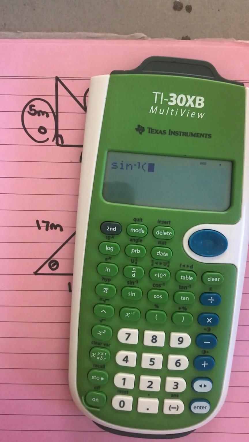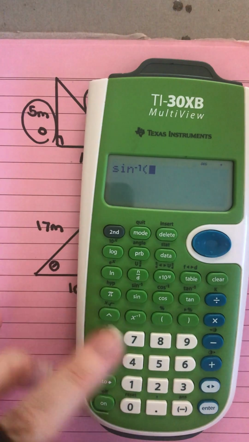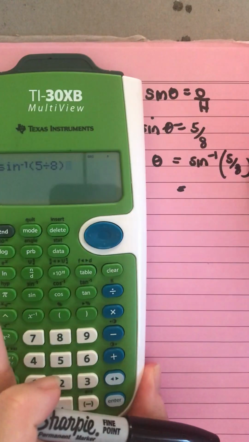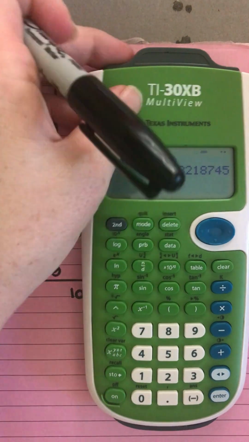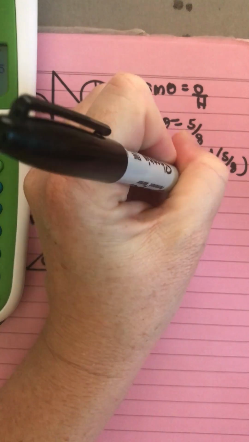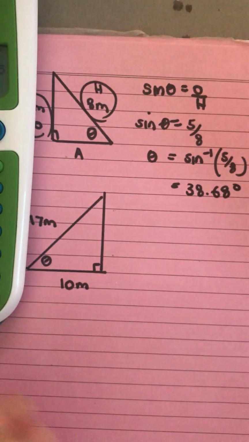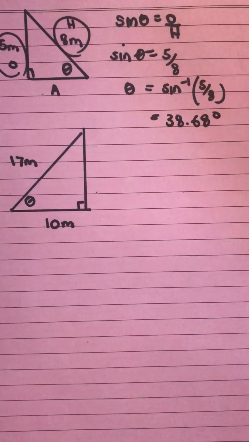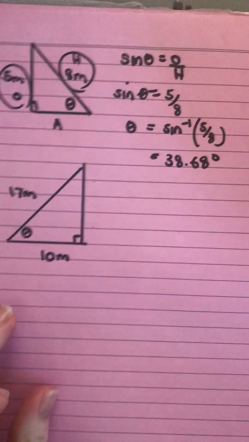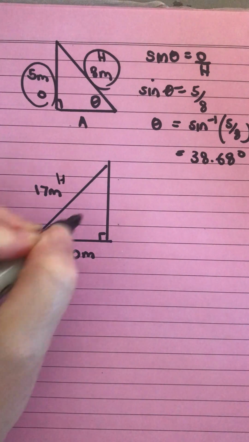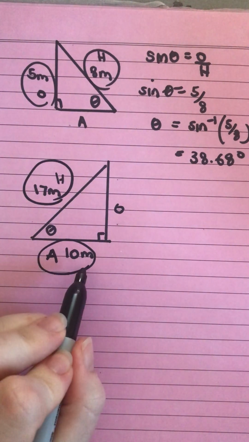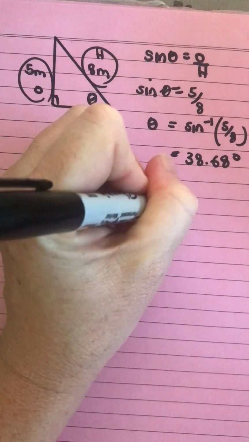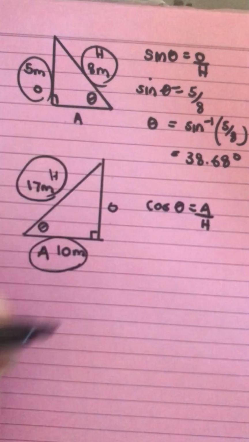So I'll grab my calculator. I'll do second sine. See how that comes up with the negative 1 there. And then I've got my 5 over 8, which is what I had in my bracket there. And press enter. And I got 38.68 degrees. And my lucky last one, finishing off with another angle one, I have my labelling, H, O, A, circling. I've got my A and my H, which means I'm going to have cos theta equals A over H.